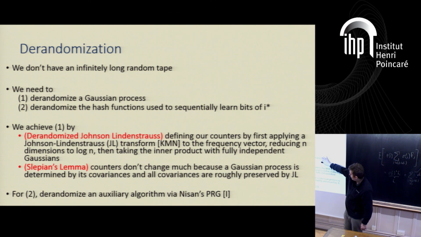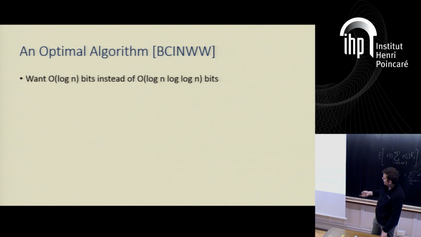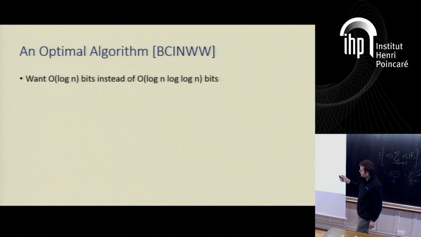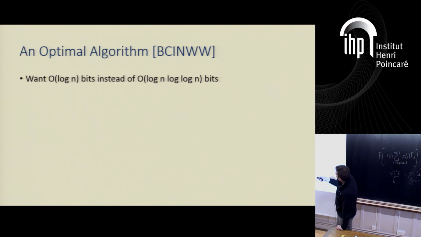The second thing can be derandomized using Nisan's pseudorandom generator, in a similar way to what Piotr Indyk used in some of his work. We have an optimal algorithm now which gets log n bits instead of log squared n. This is in follow-up work by Braverman, Chestnut, Ivkin, Nelson, Wang, and myself.